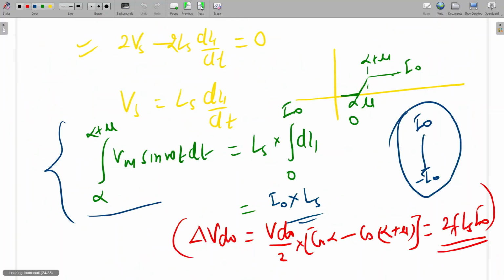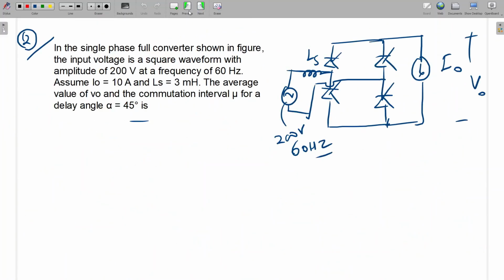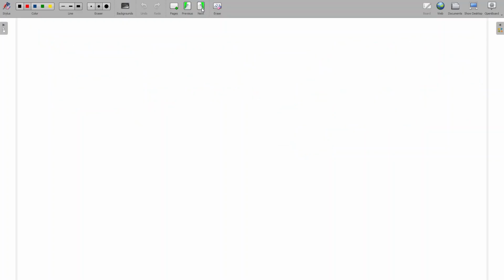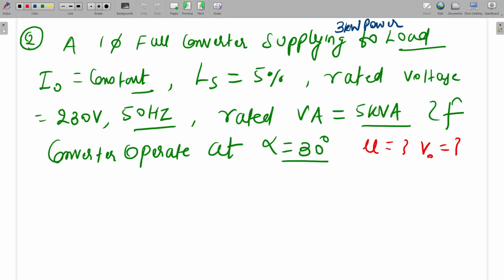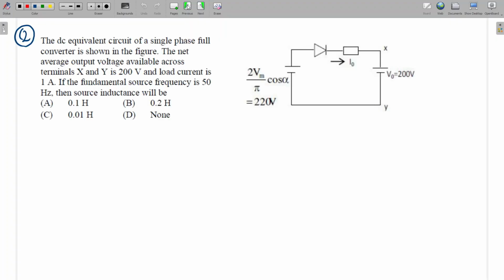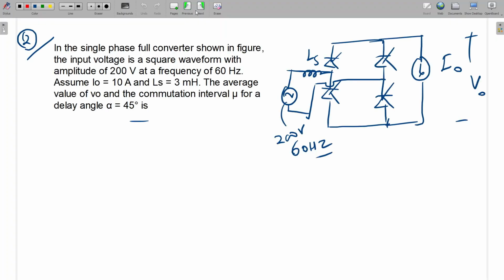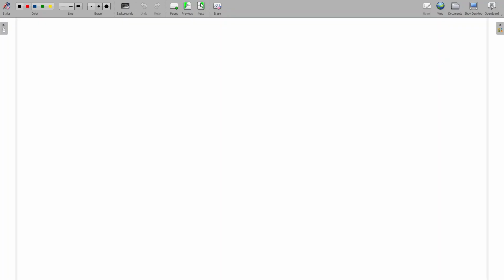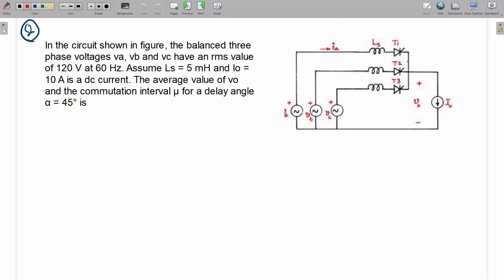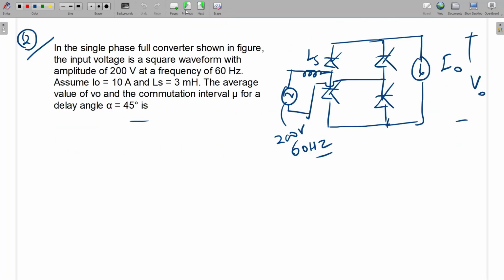This is also a good question. Should we solve this one also? Yes, sir. Already I have taken some variety of questions so that everything will be clear. Next class in 3 phase, more questions I will discuss. See, for the GATE exam you should solve the maximum variety of questions, covering different types of concepts, so that if a similar kind of question comes, you can solve it in less time.